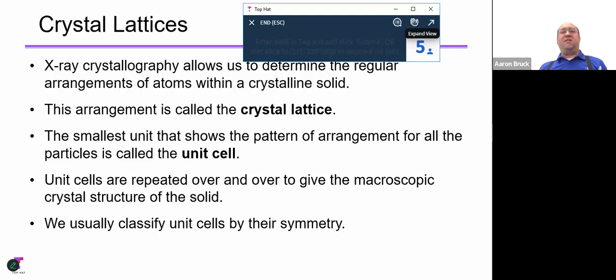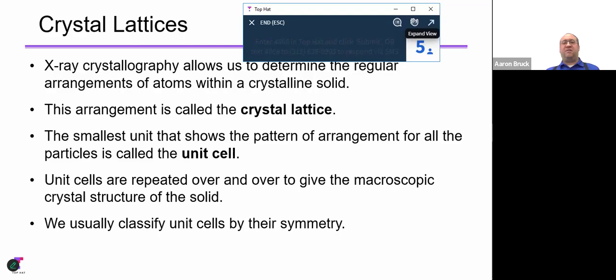So it doesn't matter what the crystalline solid is, the crystalline solid can always break down to the simplest idea, which is something called a unit cell. If I take the unit cell, which is that simple building block of a crystal lattice, and I multiply it and replicate it over and over and over again, I would get the crystalline structure for that substance.